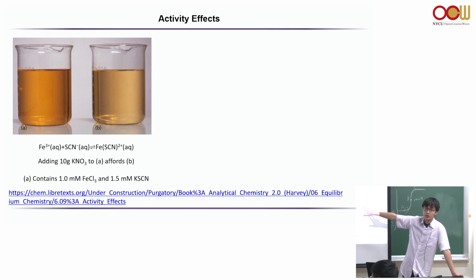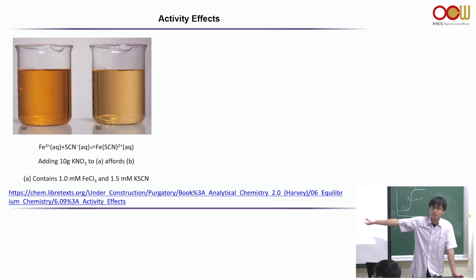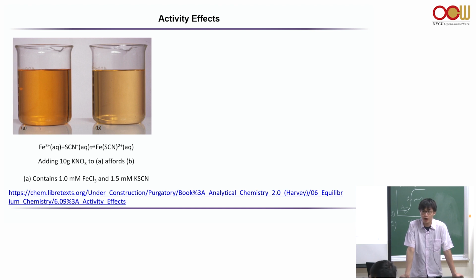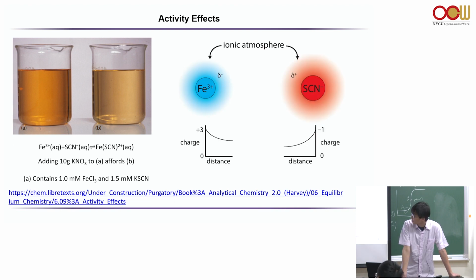So usually, if you remember Beer's law, the more concentrated the solution, the darker it is because the light is being absorbed by these molecules, right? So this suggests the addition of potassium nitrate changed the equilibrium, okay? This is a little bit different from the common ion effect. There's no common ion. But in fact, it's the ionic strength that changes the behavior of these ions.